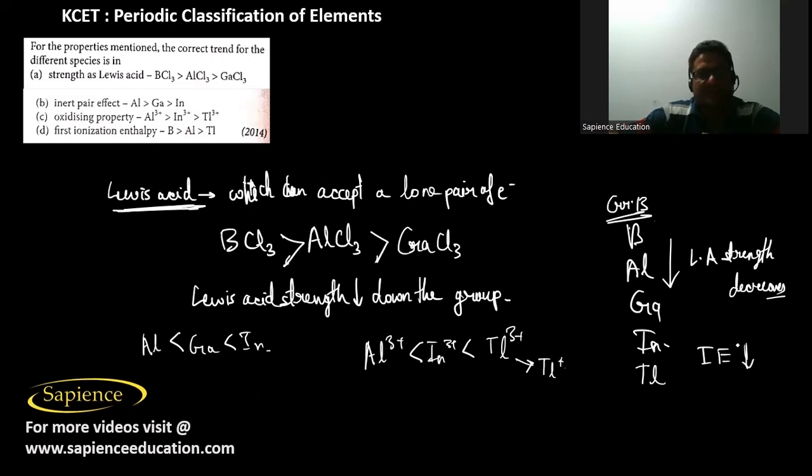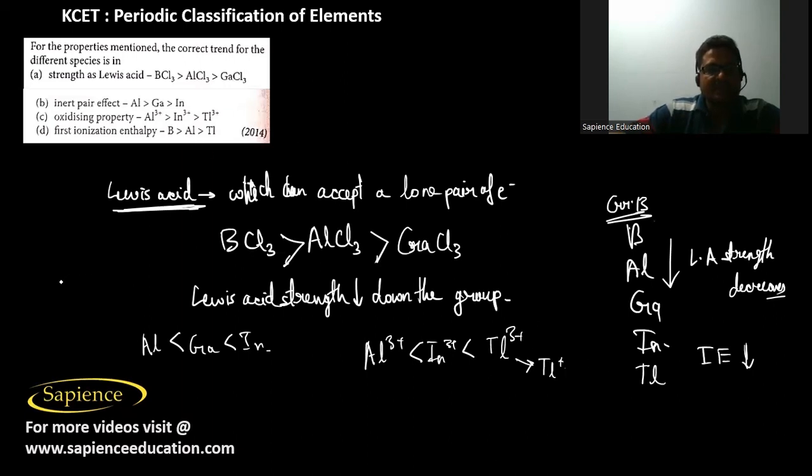It will decrease down the group. The ionization energy decreases down the group. But here, thallium will have more ionization energy, more ionization enthalpy than aluminum also.